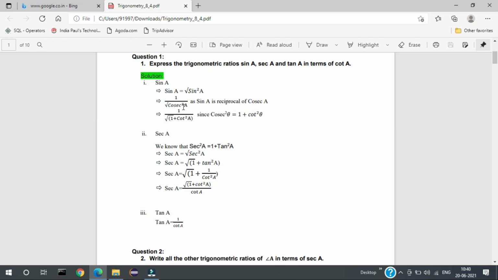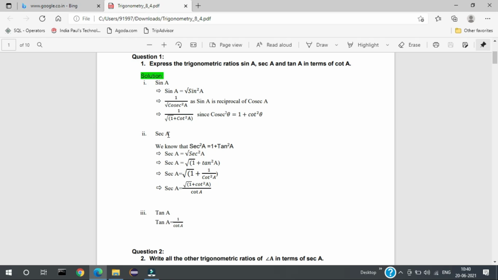Again, cosecant square A can be written in the form of 1 plus cot square A. So again we can write 1 by root of 1 plus cot square A, since cosecant square theta equals 1 plus cot square theta. So we have written sin A in terms of cot A: 1 by root of 1 plus cot square A.